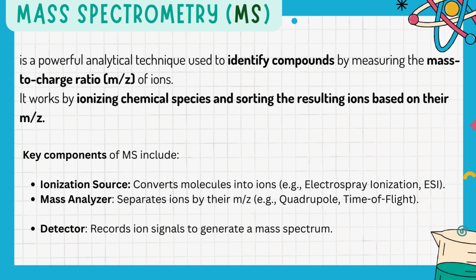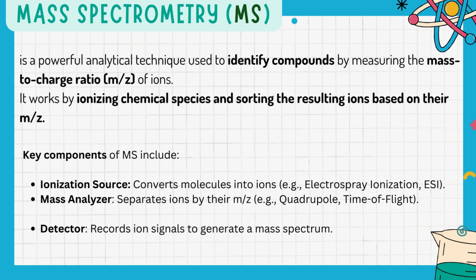Key components: we have our ionization source, which is responsible for the conversion of molecules into ions. We will be using ESI here. Then mass analyzers separate ions by their mass to charge ratio. Here come our time of flight or TOF and the quadrupole. And the detector is responsible for recording ion signals to generate a mass spectrum.